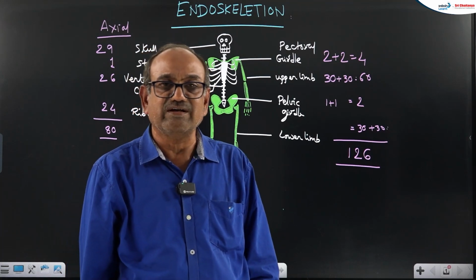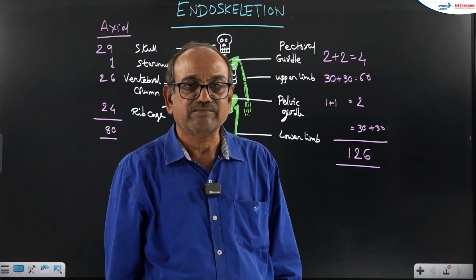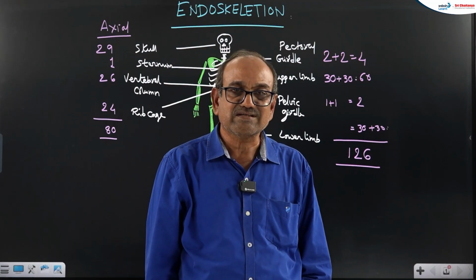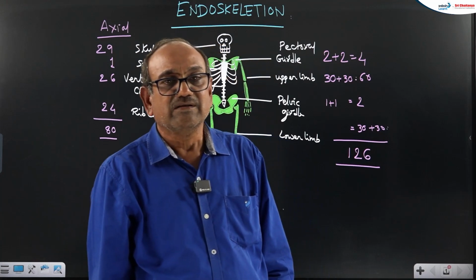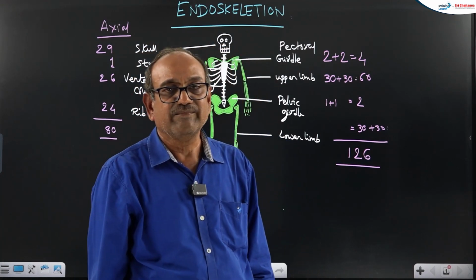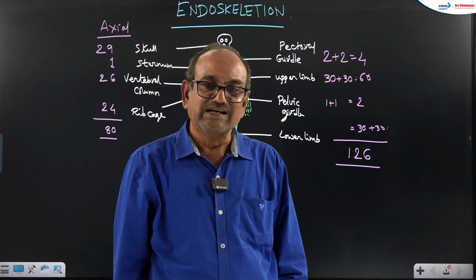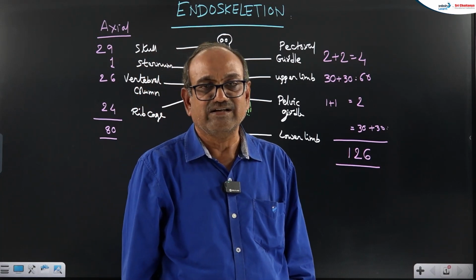In the human endoskeleton, we can divide these skeletal components into two parts, basically axial skeleton and appendicular skeleton. Axial skeleton means the skeletal components present on the central axis of the body, whereas appendicular skeleton means the skeletal elements which are attached to the axial skeleton.